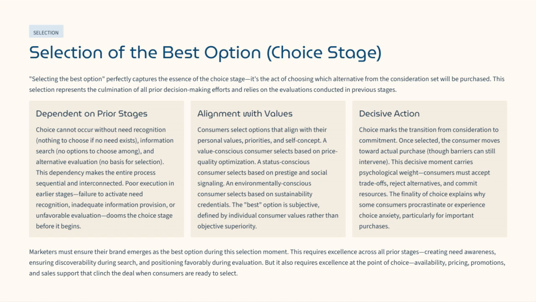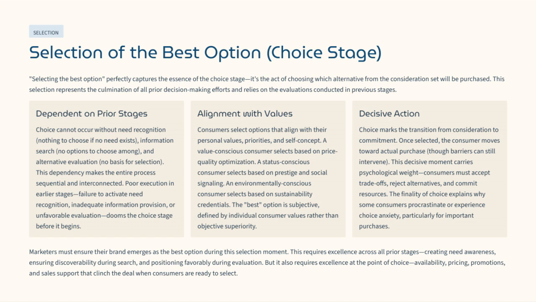When consumers make their decision, they're also aligning that choice with their personal values, priorities, and self-image. For example, a value-conscious shopper is looking for the best price-to-quality ratio, while someone seeking status might choose a brand that signals prestige. An environmentally conscious consumer will prioritize sustainability credentials. The key point is that the best option is really subjective. What matters most is how well it aligns with the individual's values.